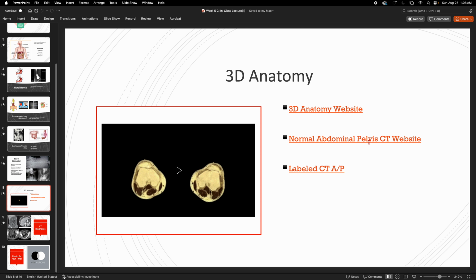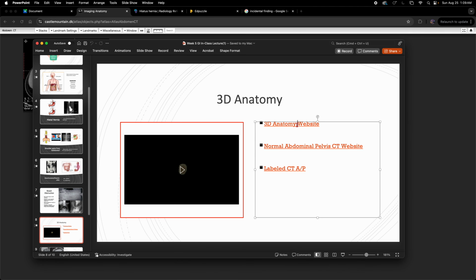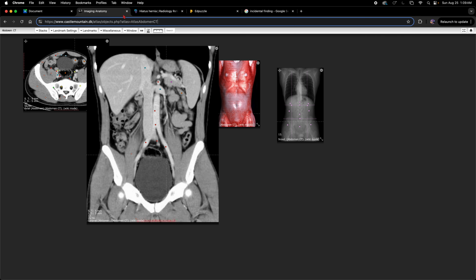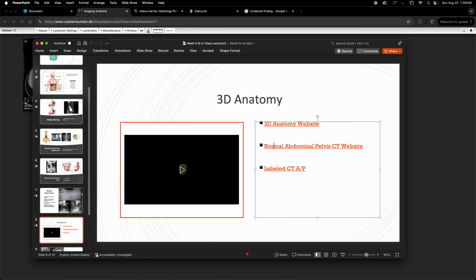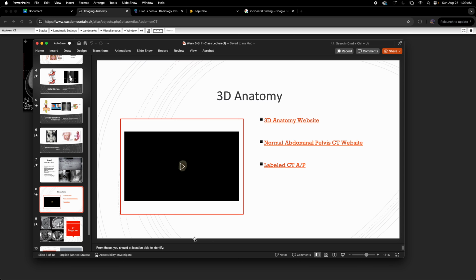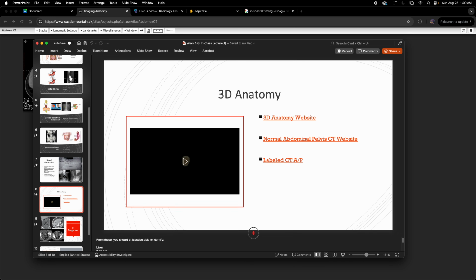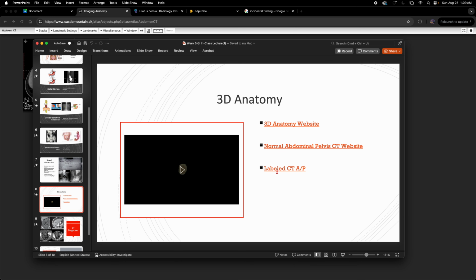Let me pause this. Slide 8 is a wonderful website. Let me make it smaller. A wonderful website. If I can get it to open. Give me 1 second. Let me see if I can get this to open here. It's actually a wonderful website that you can use to practice to label the anatomy.